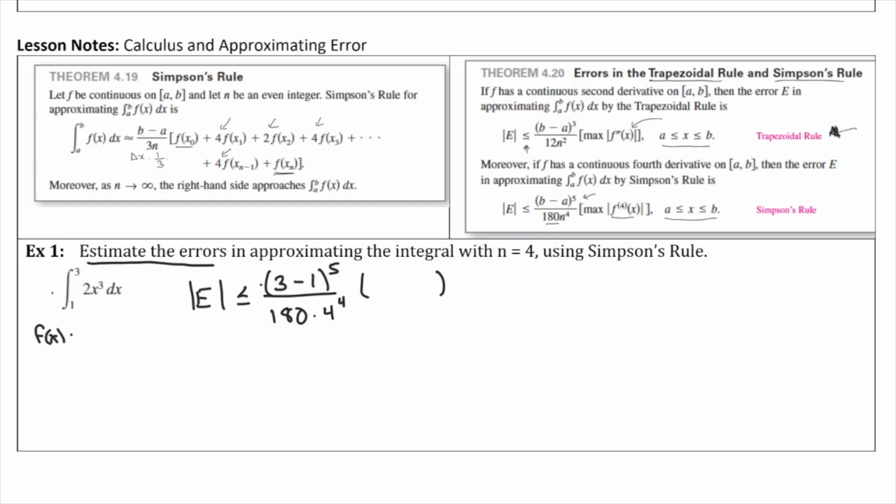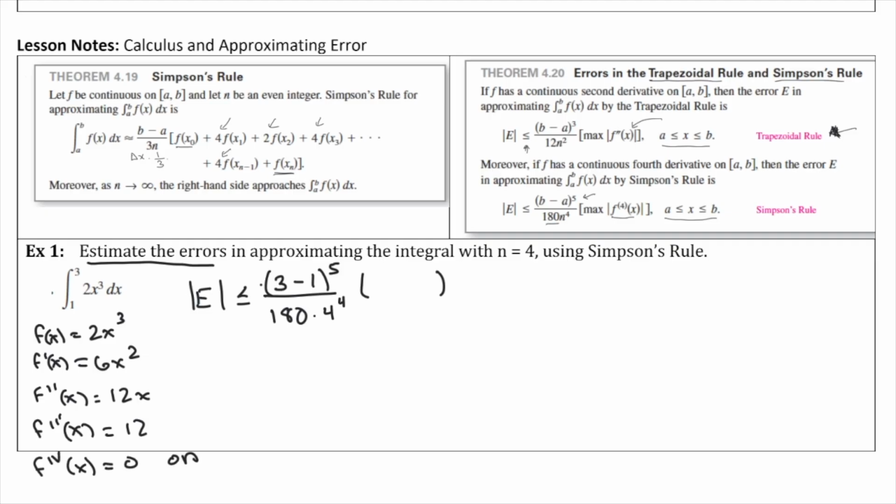F of x is your 2x cubed. F prime of x, let's find that derivative. We're going to have 6x squared. F double prime of x is going to be 12x. And the third derivative is 12. And then the fourth derivative is 0. So on the interval [1, 3], the largest value of the derivative is 0.